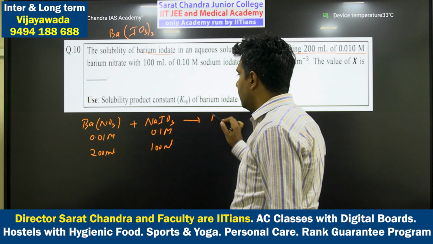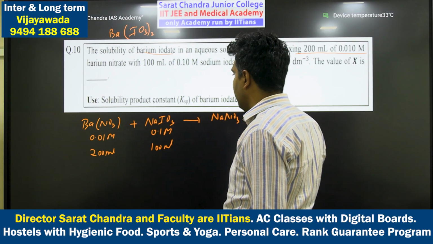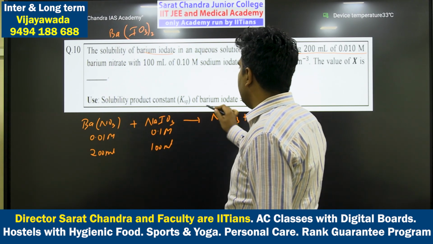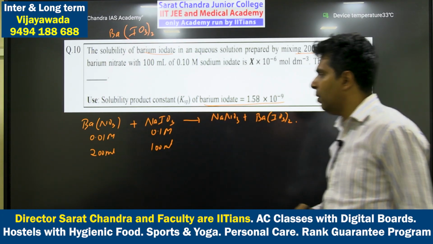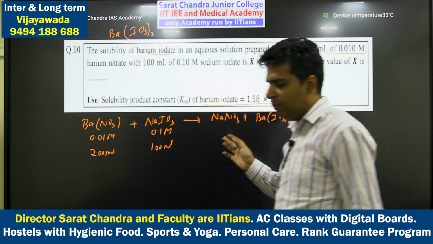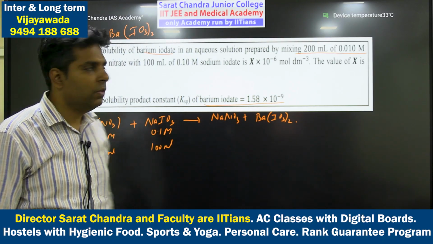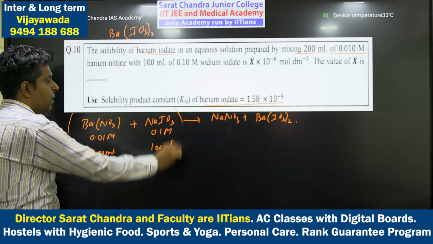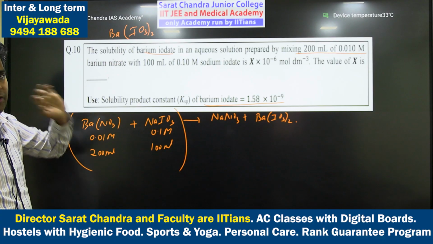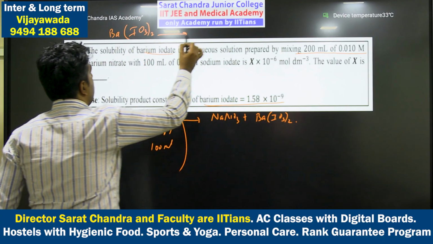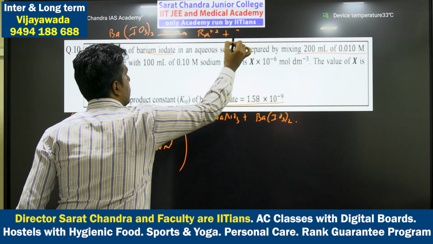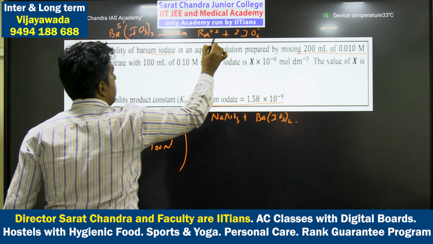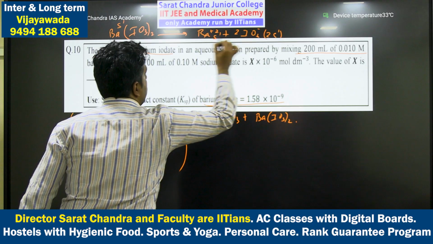That will give me NaNO3 sodium nitrate plus Ba(IO3) whole twice. Solubility product of barium iodate is also given 10 to power minus 9. That means it is very weak or sparingly soluble, very less soluble. So in this mixture of barium nitrate and sodium iodate, what will be the solubility of barium iodate? We have to find out. Let the solubility of barium iodate, that will give me barium ion plus twice of iodate ion. So let the solubility of this be S dash in this. So S dash of this and 2S dash of this will be formed.